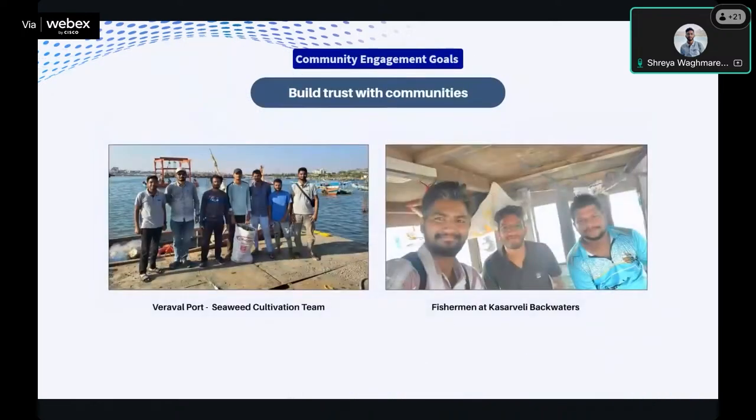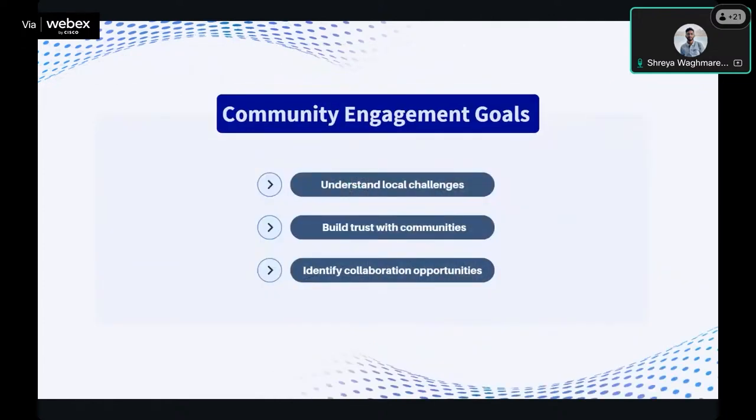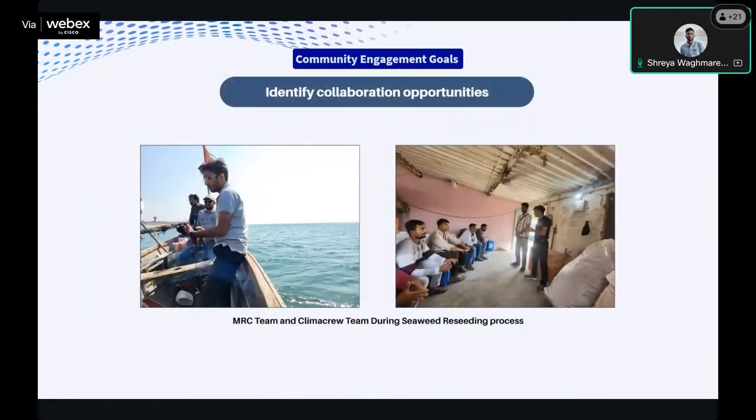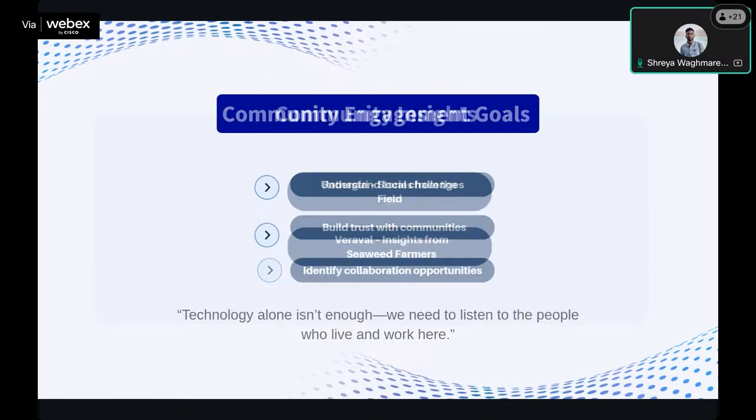The third is the collaboration opportunities. Working in the field with locals gave us a front row seat to their knowledge. Our partner Kaimaklu connected our technology with their deep community ties, like the knowledge that we can't find in any manual. So it's a collaboration. We listen, we learn, and we build solutions side by side.